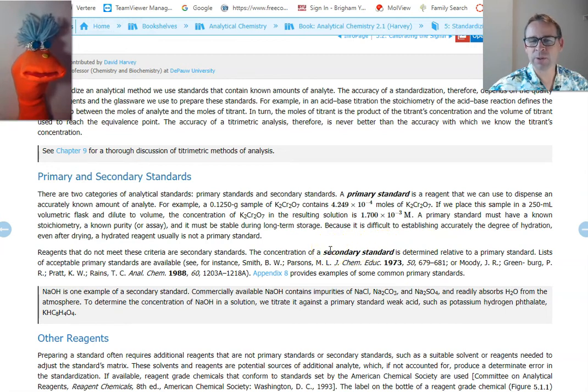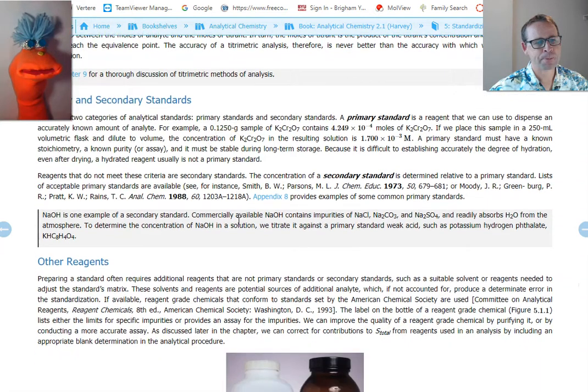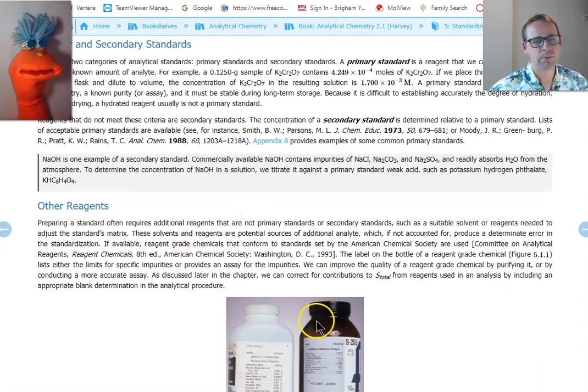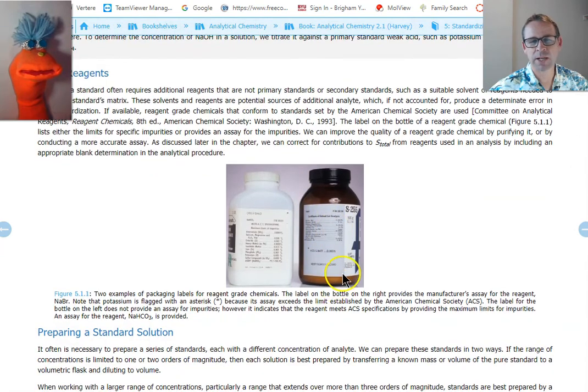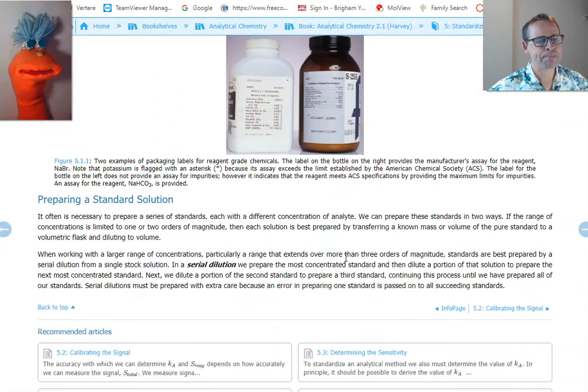So it's not analytically reliable to just create that solution and say, I know this is the concentration because I created it. Whereas with a primary standard, you know the concentration simply by the balances telling you how much you put in, and the analytical volumetric glassware that you use to make the solution. Other reagents you have to be careful about whether or not they can be considered primary or secondary standards at all.